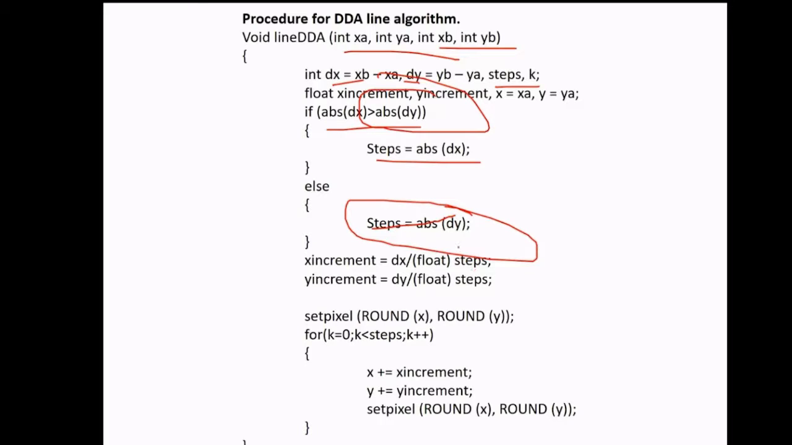Then it says we have to find the x increment and y increment. As we have seen in the algorithm, we have to increment or decrement something so that we can reach that particular endpoint. But how would we know the required values, or the number that we want to give to the x increment value? Basically, it says dx, that is delta x, divided by float steps.